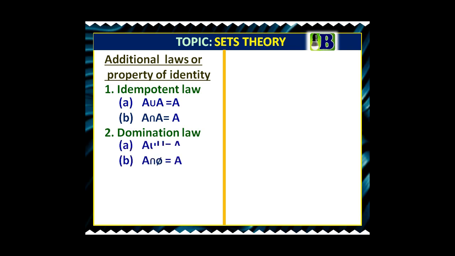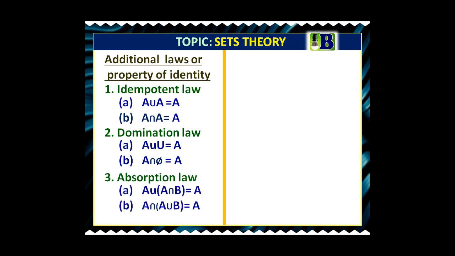So we have the domination law. The domination law is almost the same thing as the idempotent law, but in this case it is making use of the union and the empty set. The first one we have in this place is A union universal set, and then A intersect empty set.